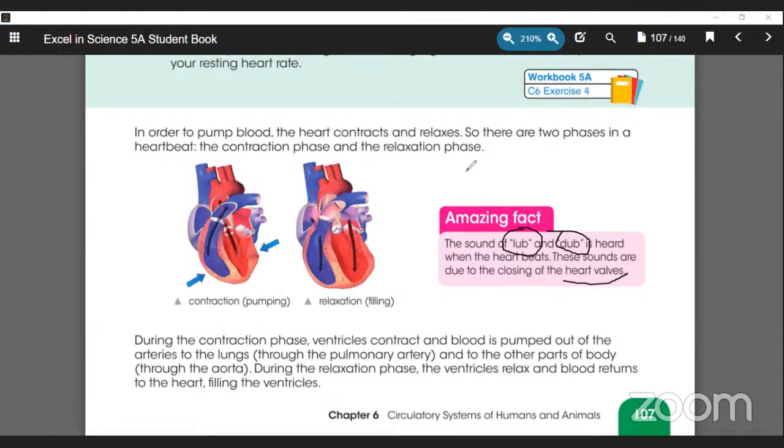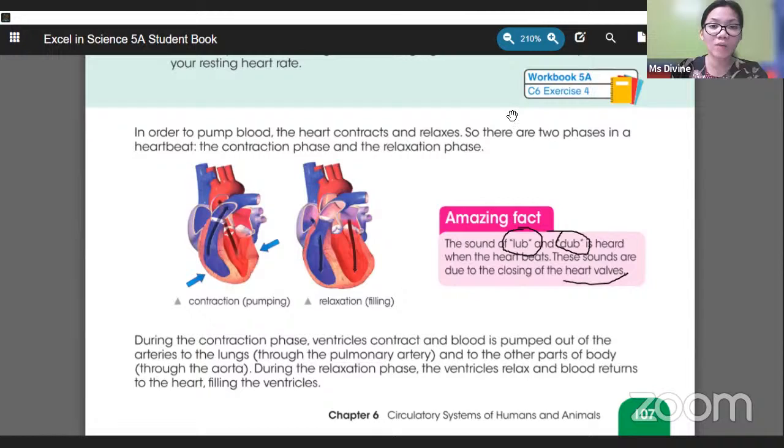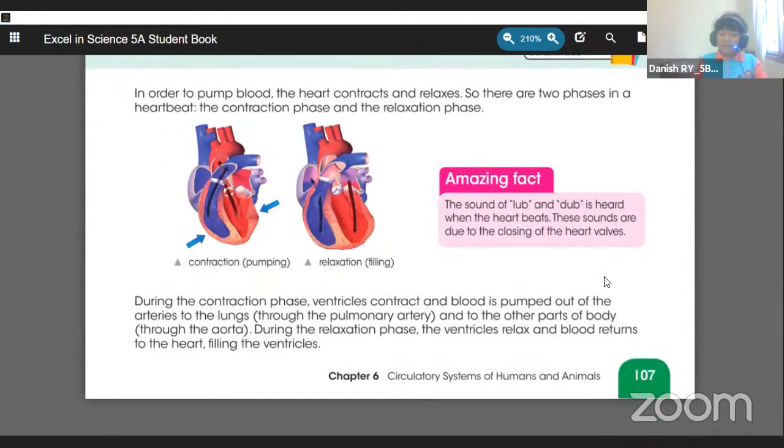Okay, and our heart is located in our chest. Miss, how about if our heart beats like this? That is in the hospital. Like a song. It's like, what's the name? A song. Okay, so listen.